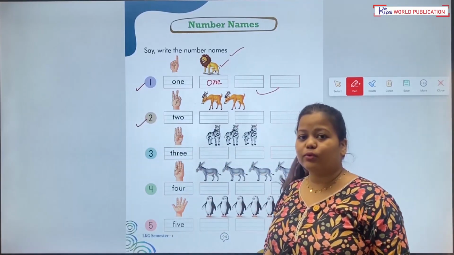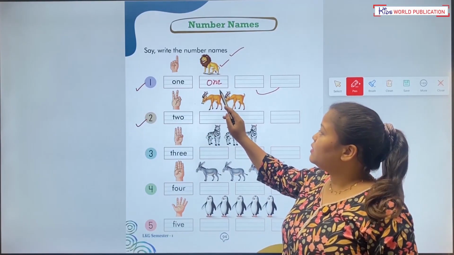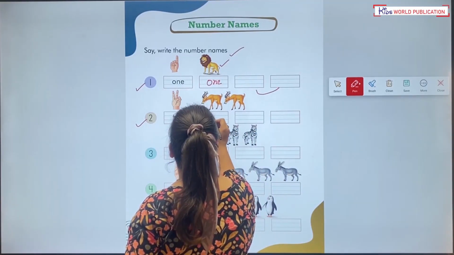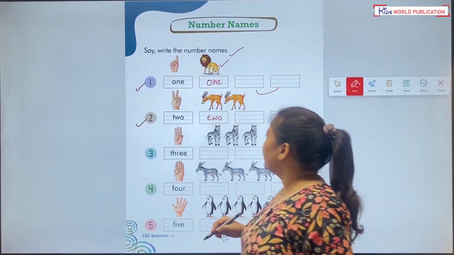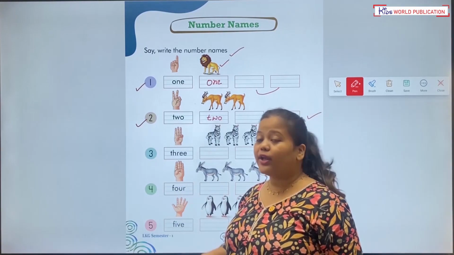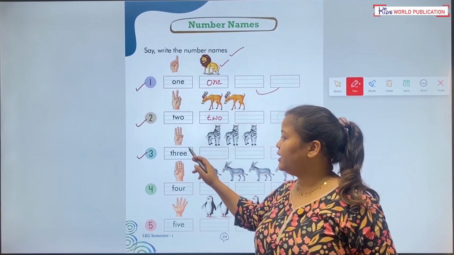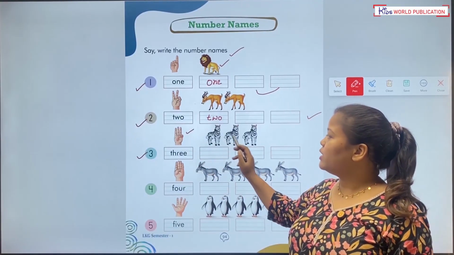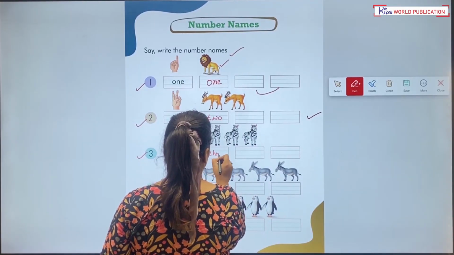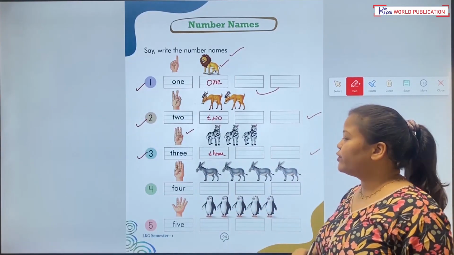This is number 2 and its number name is TWO, 2. Here 1, 2, 2 deers, so we'll write TWO, 2. So kids, in this space you will write on your own TWO, 2. This is number 3. And its number name is THREE, 3. Here 1, 2, 3. 3 zebras. Rest you will write on your own.